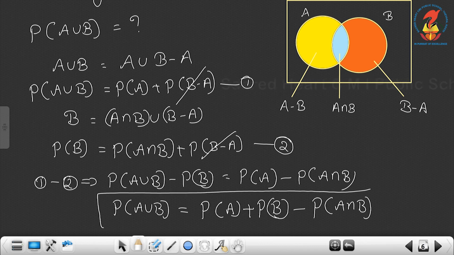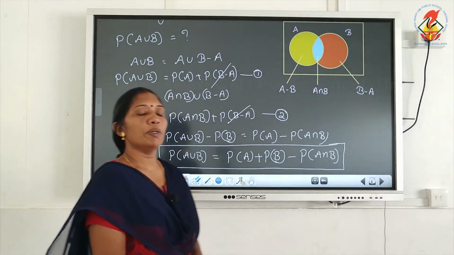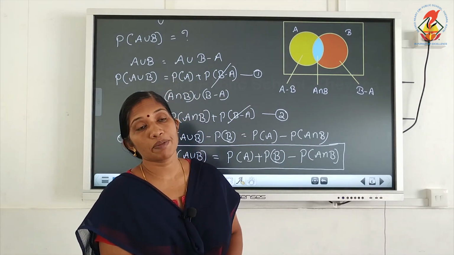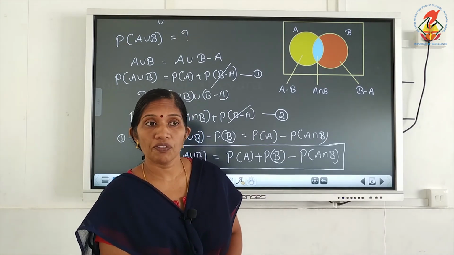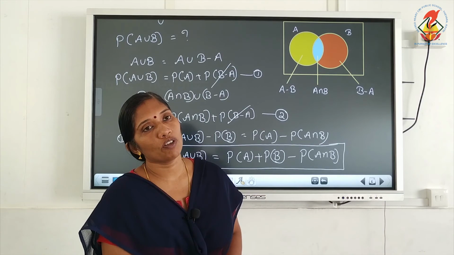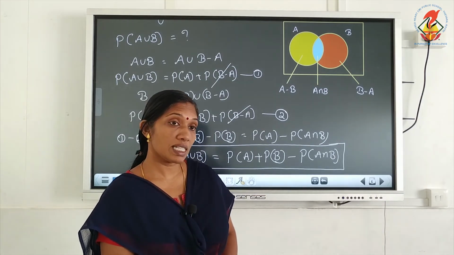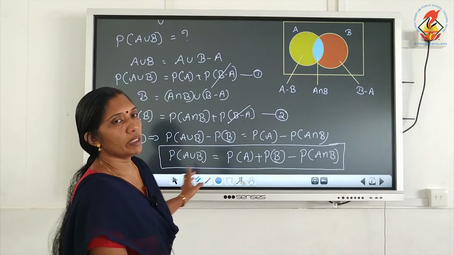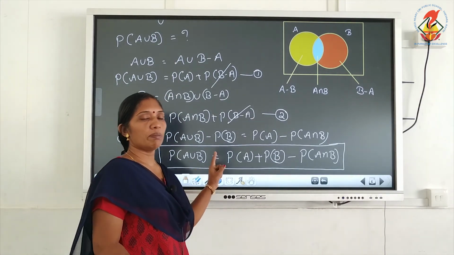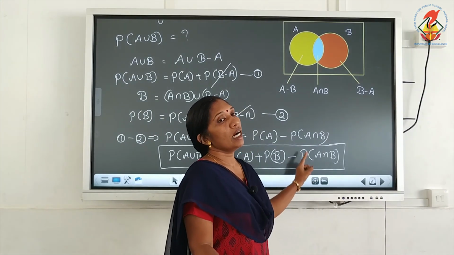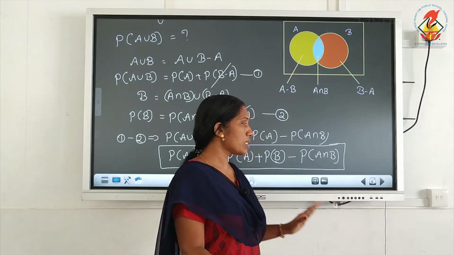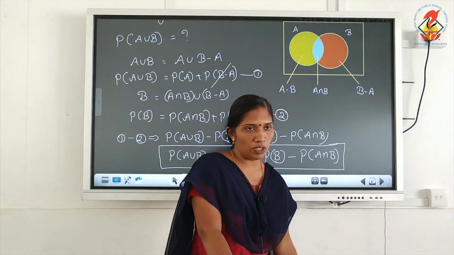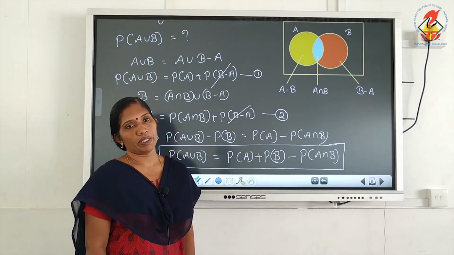So this one you have to learn. The proof is not important, just this result: P of A union B is equal to P of A plus P of B minus P of A intersection B. As in the first chapter, N of A union B is N of A plus N of B minus N of A intersection B, that is the number of elements. In the same way, the probability of A union B is the probability of A plus the probability of B minus the probability of A intersection B. If A and B are mutually exclusive, then this last term becomes 0, so it is P of A plus P of B.